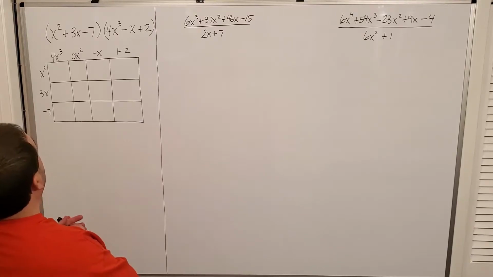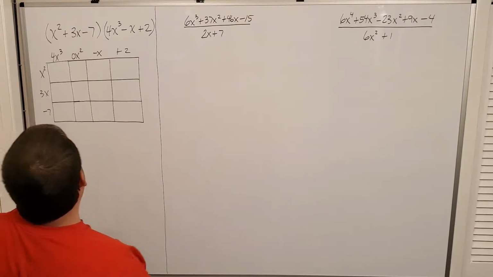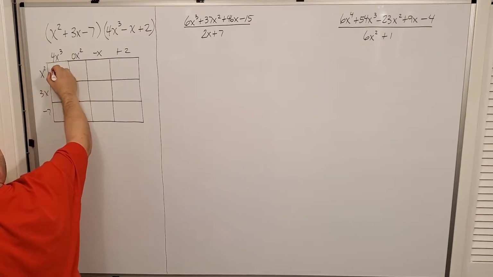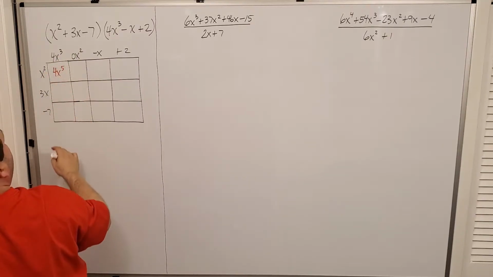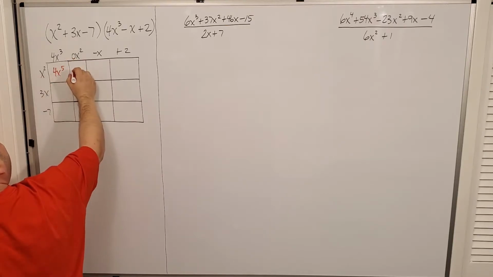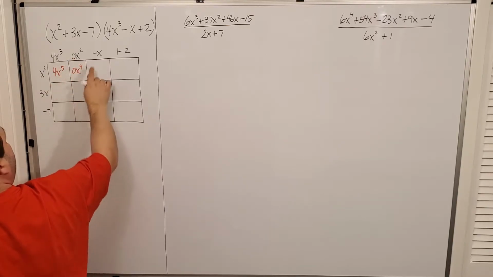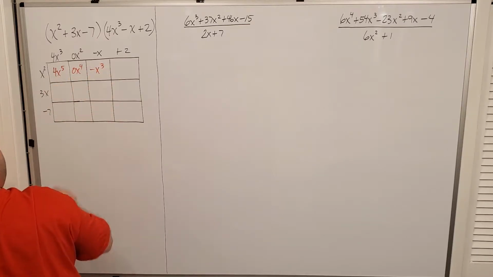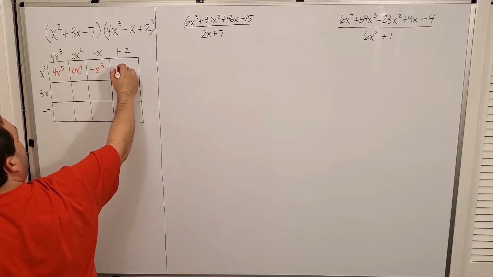Okay, so here I go. First multiplication, I have 4x cubed times x squared is going to be 4x to the 5th. Then 0 times 1 is 0x to the 4th. Negative 1 times 1, negative x to the 3. And then 2 times x squared is 2x squared.